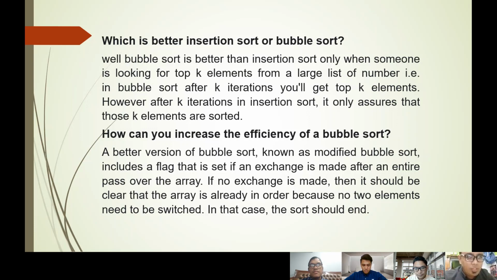How can you increase the efficiency of a bubble sort? A better version of a bubble sort, known as a modified bubble sort, includes a flag that is set if an exchange is made after the entire pass over the array. If no exchange is made, then it should be clear the array is already in order because no two elements need to be switched. In that case, the sort should end.